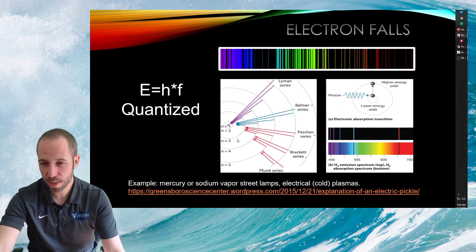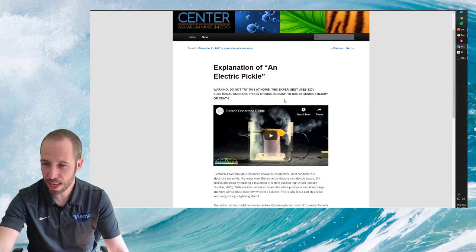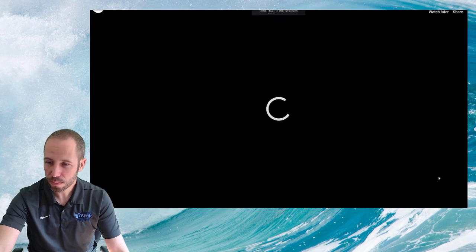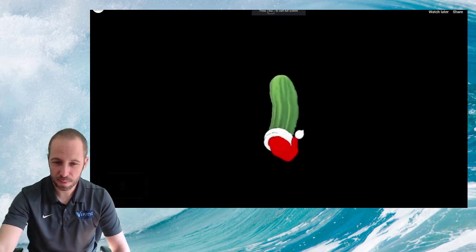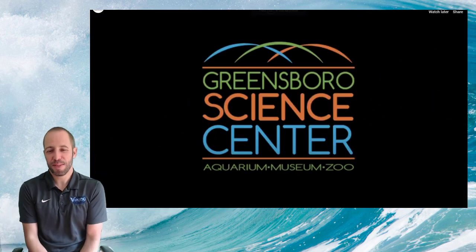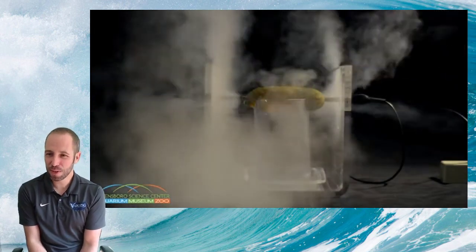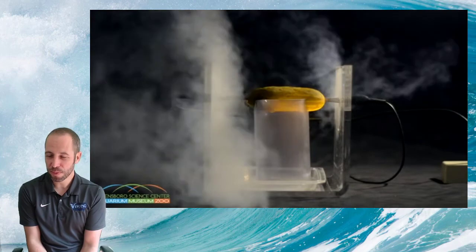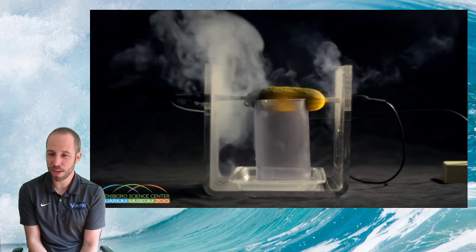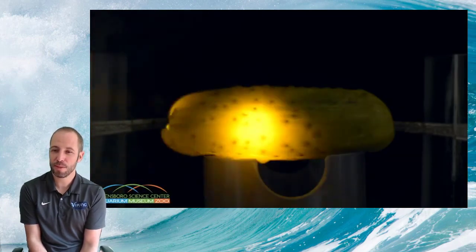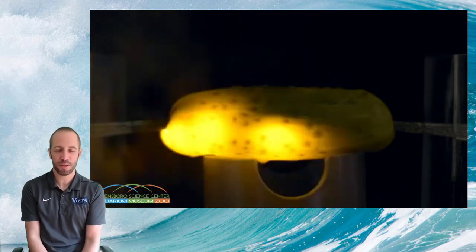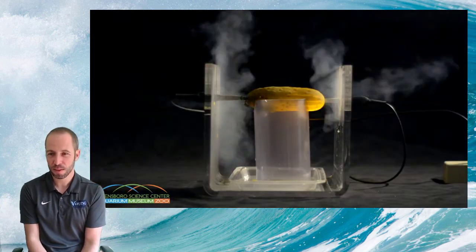Now, if we're in class right about now, we would get a good sodium plasma going. This is one of my favorites. It smells terrible. But you can basically put a couple thousand watts into a pickle just using 120 volt AC current, which, by the way, is super dangerous. You can electrocute yourself, so don't do this at home.